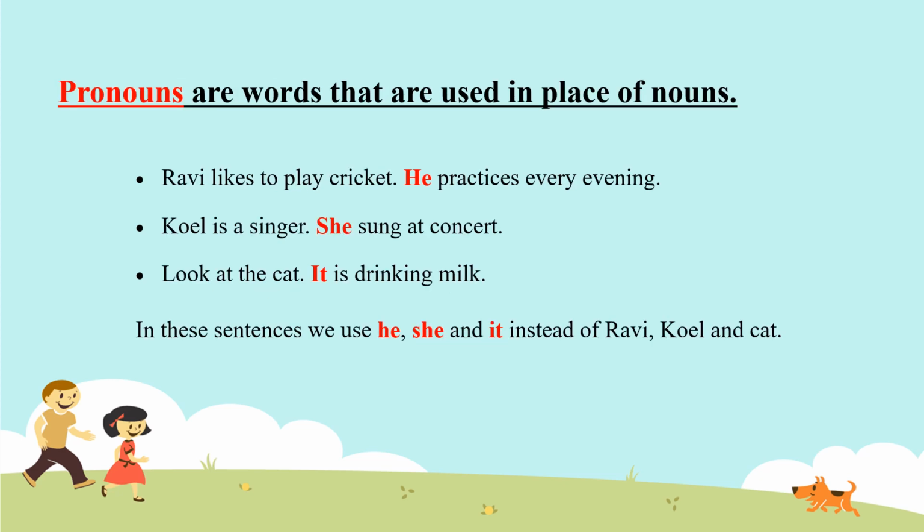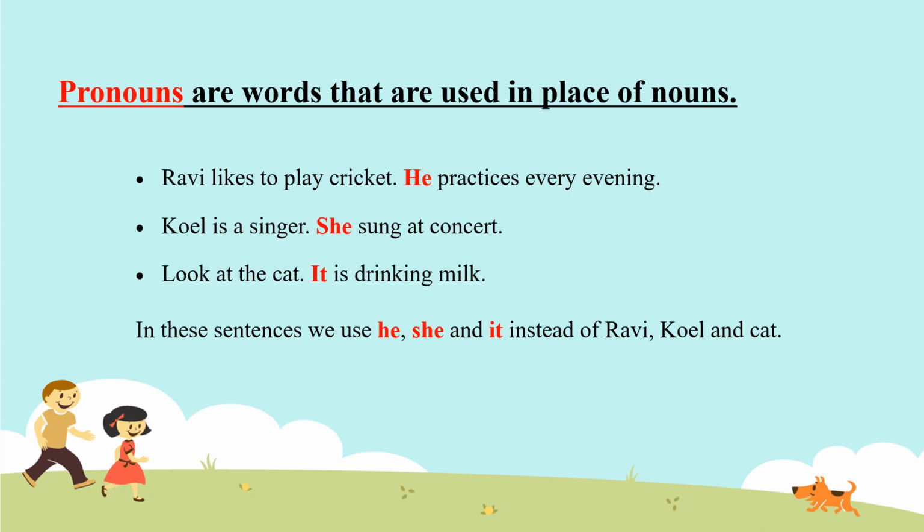Pronouns are words that are used in place of nouns. Ravi likes to play cricket. He practices every evening. Here, he is a pronoun which tells about Ravi. Next example: Koel is a singer. She sang at a concert. Here, she tells about Koel. So, she is a pronoun.